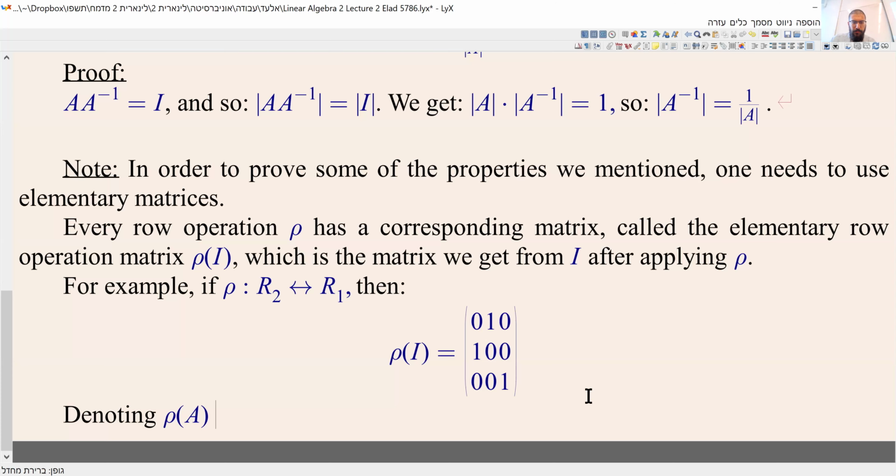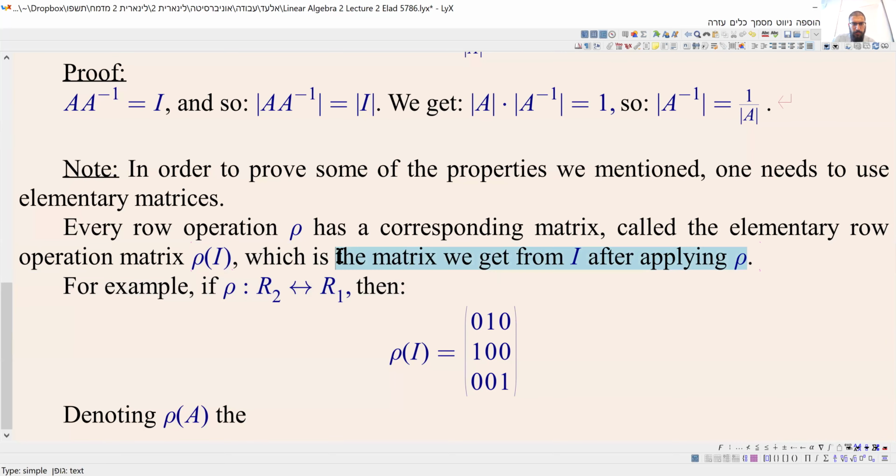Denoting rho of A, the matrix we get from A after applying rho.